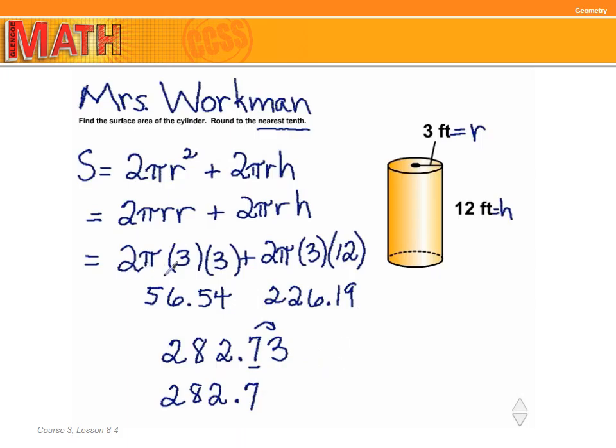Now let's see if we can make some sense of all of this. Our units would be feet times feet, or square feet. So we're adding square feet to get square feet. We were looking for the surface area of that cylinder, so we can say at long last the surface area of the cylinder is about equal to 282 7/10 square feet.